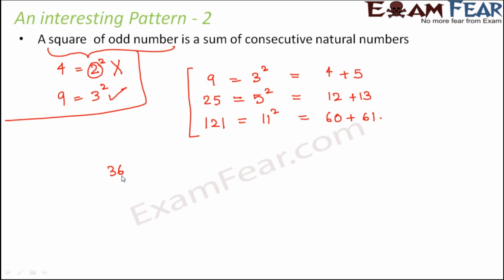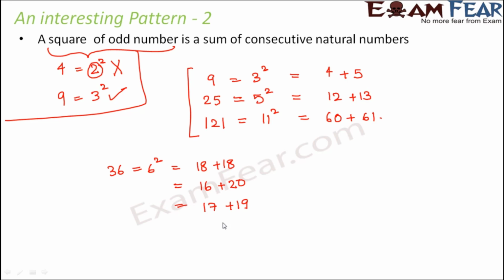Okay, let's take the example of 36. So 36 is the square of 6, which is an even number. In this case, do you think that 36 can be written as a sum of two consecutive natural numbers? See, one option is to write 36 as 18 plus 18. Another option is 16 plus 20. One more option could be 17 plus 19.